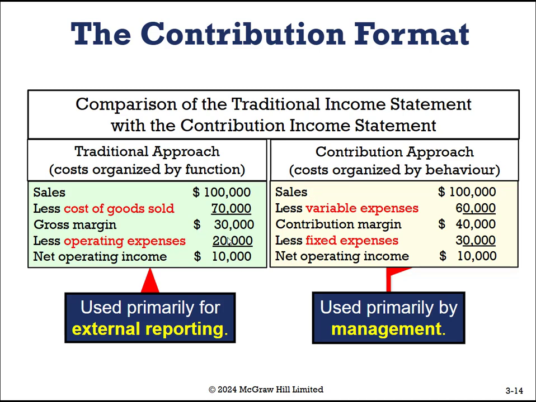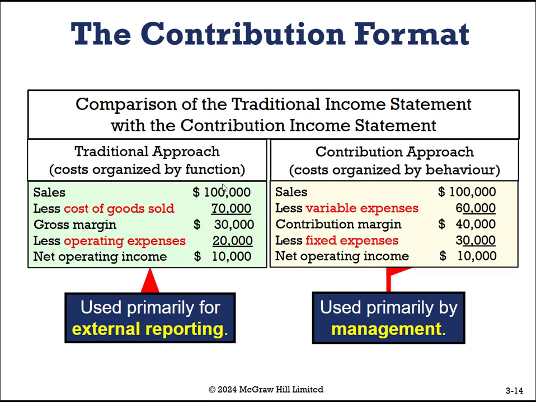On the left, we have our traditional approach, cost organized by function, which is used by external reporting. This is what's required under our generally accepted accounting principles. This is our IFRS, our ASPE. Whereas the other is used internally by management to make those short-term decisions, where we want to understand how the cost behaviors act. So let's compare and contrast line by line.